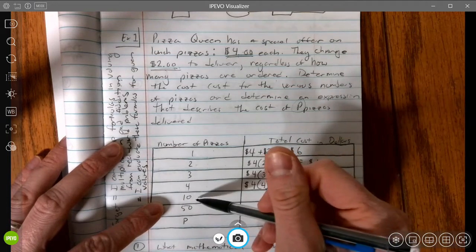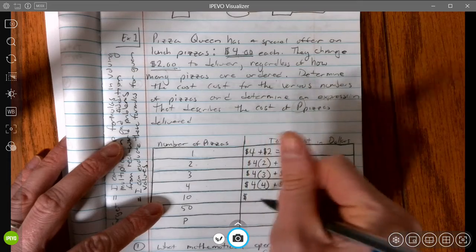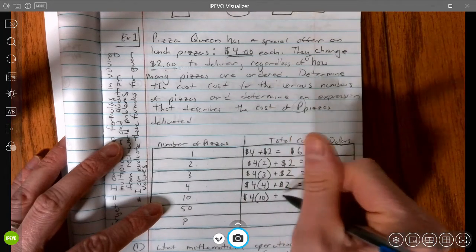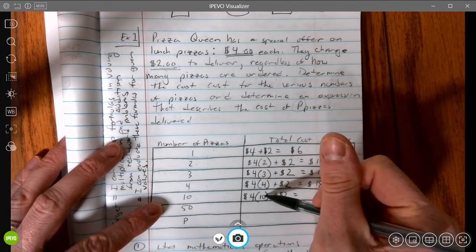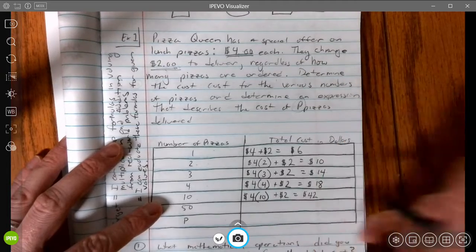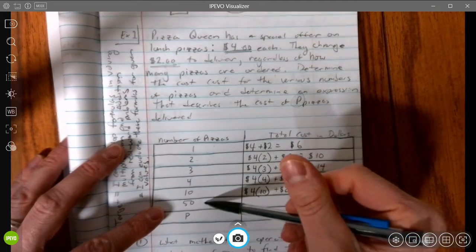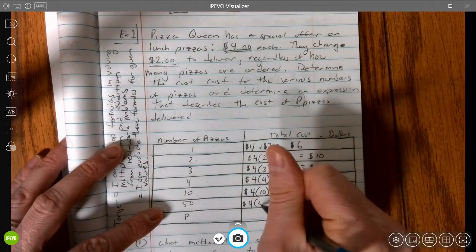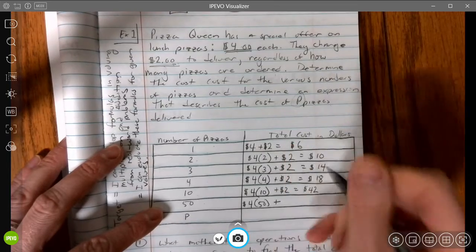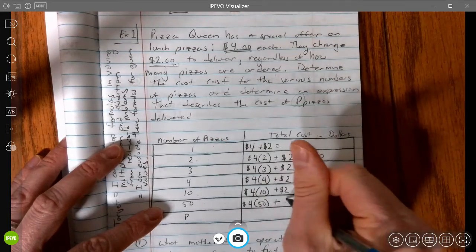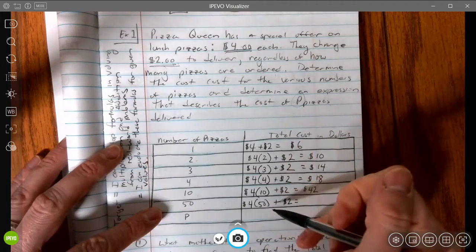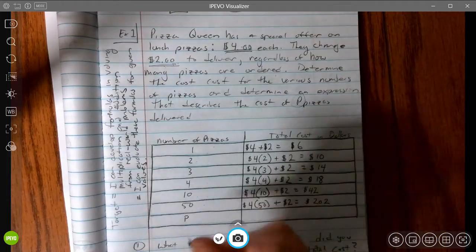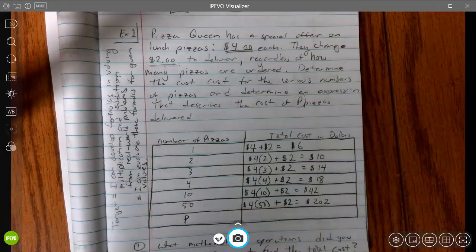Next one, number of pizzas, 10. Each pizza is $4, and I order 10 pizzas, still a flat $2 delivery charge. 4 times 10 is 40, plus 2 is 42. Anything different here? Nope. We have $4 a pizza times 50 pizzas plus my $2 delivery charge. What's that equal? 4 times 50 is 200, plus 2 is $202. Last but not least, we have P amount of pizzas.